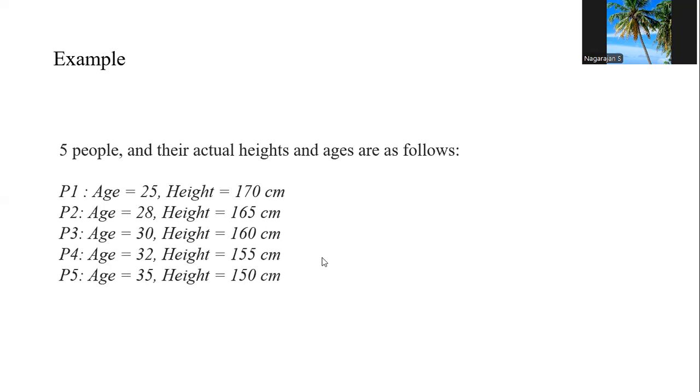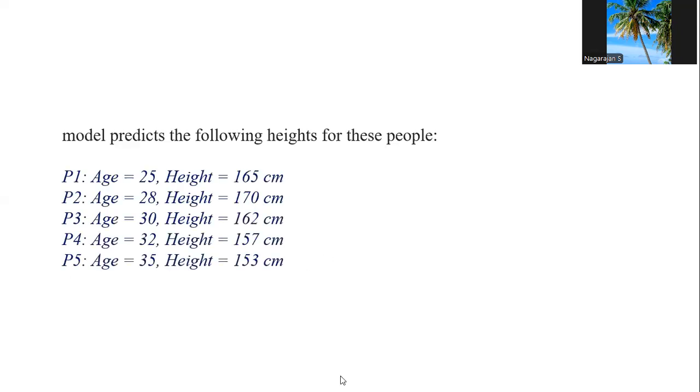Suppose we apply this loss function, we may get results like this. It predicts the following output: P1, age is 25 and height is 165. Similarly, P2, age is 28 and height is 170 centimeters. Similarly, P5, age is 35 and height is 150 centimeters.